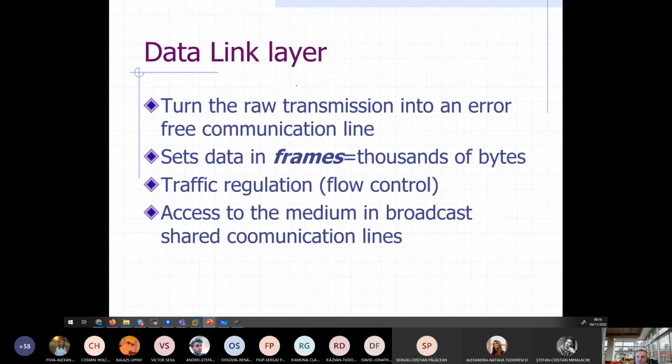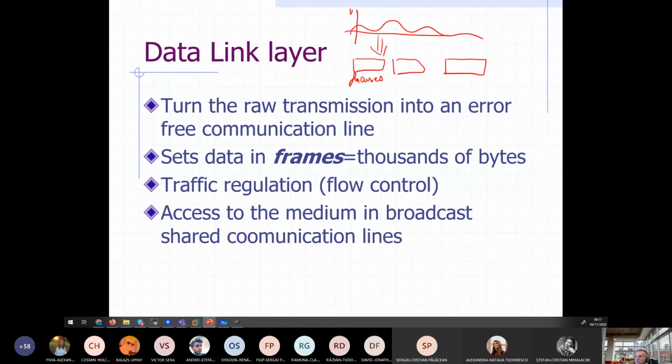At the physical layer, you had some sort of signal, which is continuous in time. At the data link layer, we take that signal, which we had before, something like this, and we turn it into individual units, which are called frames.